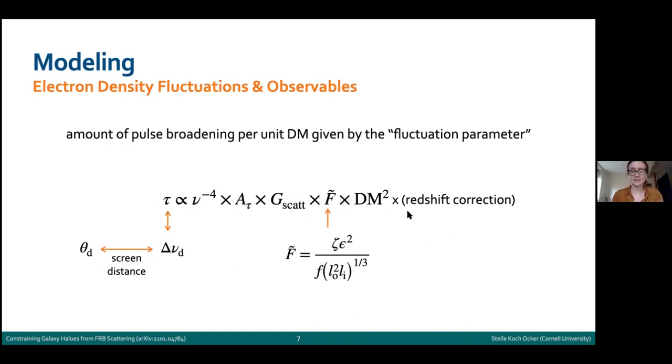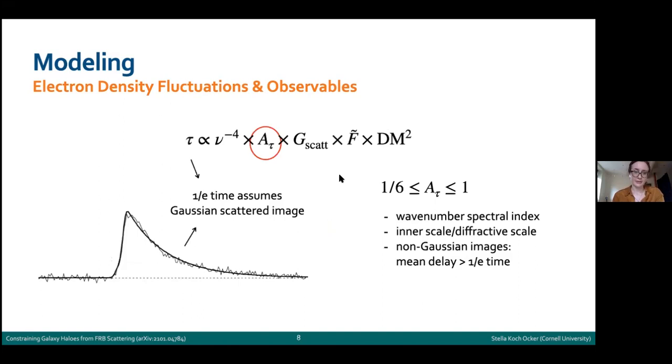Oh, and then I should also say that when you're applying this equation to scattering in an extragalactic screen, you have to correct for the redshift of the scattering material. So now I'll briefly explain what those other factors are.